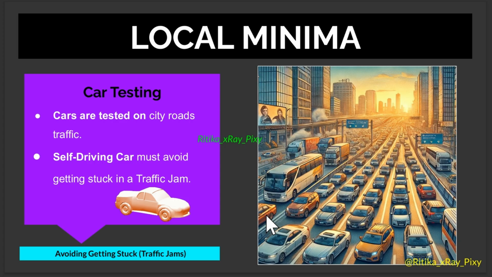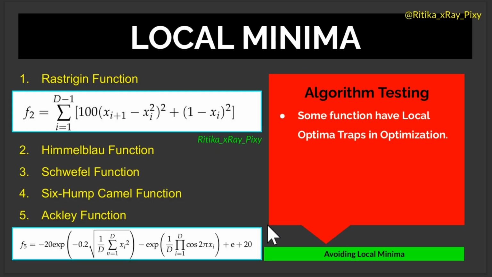In real life, during car testing, cars are tested on city roads with traffic to check how well they maneuver. And during algorithm testing, we try to avoid local minima. In benchmark test functions, some functions have local minima, meaning traps in optima. So we test if the algorithm can escape these and reach the global best solution or not. So the algorithm must avoid getting trapped in local optima.